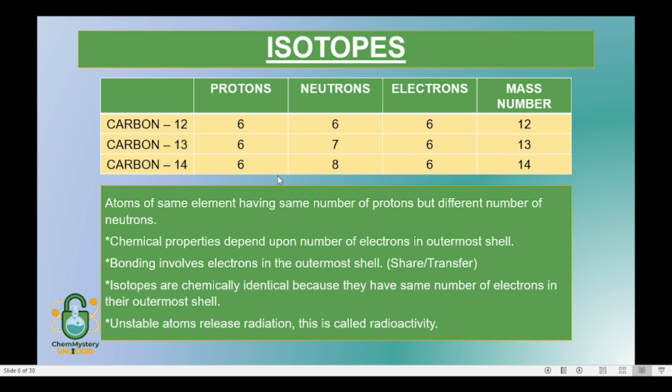They have the same number of protons, 6. Now let's move on to their different number of neutrons. All of them have a different number of neutrons because of different mass numbers, which is the bigger number. And how do we calculate neutrons? We calculate neutrons by subtracting protons from the mass number. So therefore the neutrons are different. Chemical properties depend upon the number of electrons in the outermost shell.